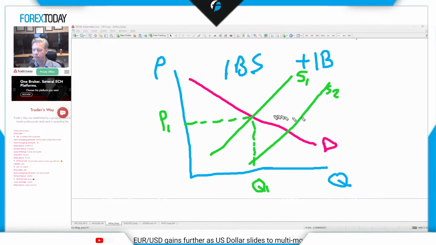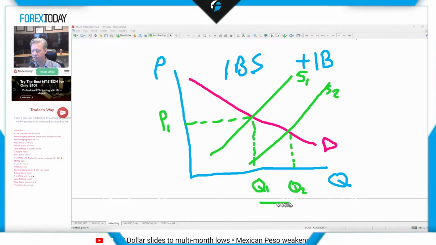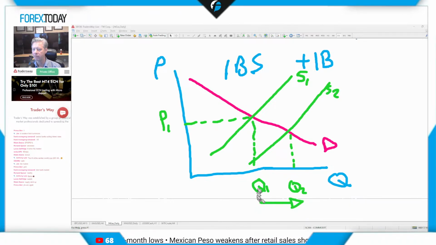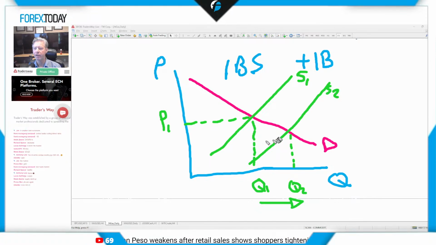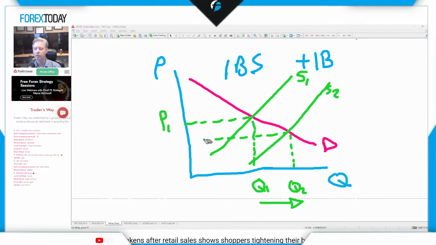You're like, well, what do you mean? Why did you shift it that way? Well, the quantity of money increased by $1 billion from Q1, quantity of the money, to Q2, right? You see? Okay. What happened to the value of money? It went from P1 to P2.